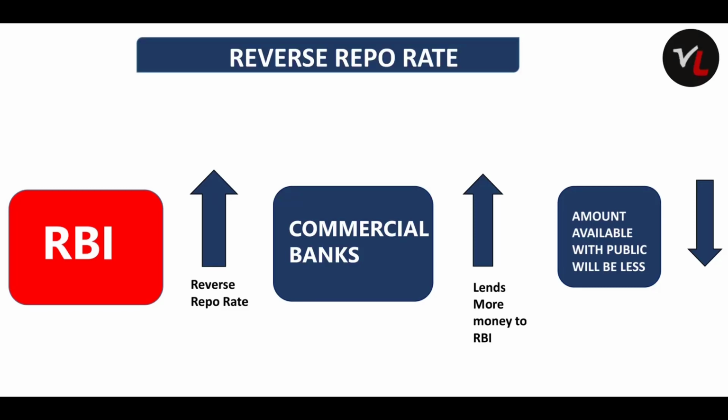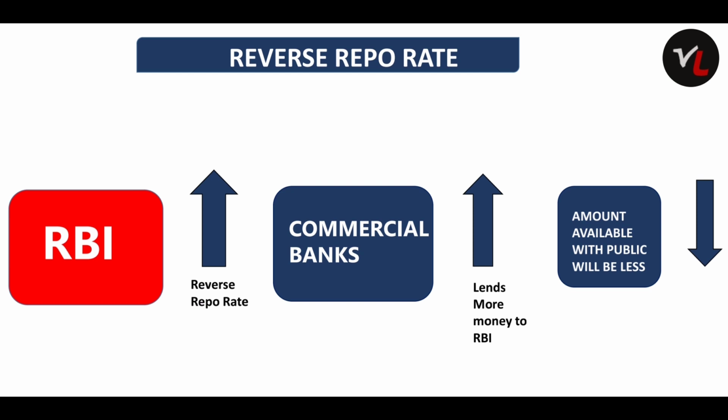Now let us check out what reverse repo rate is and how it can be varied so that the money supply in the economy can be varied. If RBI increases the reverse repo rate, what will happen? Commercial banks will deposit more money or give more money to RBI because it is the rate at which the commercial banks lend to RBI. So if reverse repo rate increases, commercial banks will have a tendency to deposit or lend more money to RBI, so that the lending to the public gets decreased. In this way, money with the public decreases.